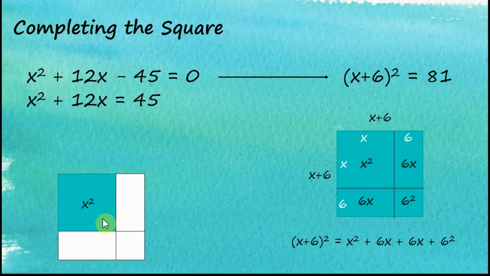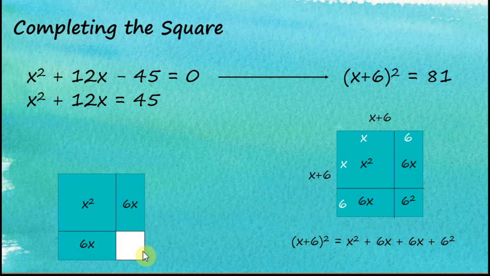Now we know that these 2 are the x terms. So we divide this 12x equally: 12 divided by 2, we get 6x. So we put these 2 6x terms into these 2 rectangles. Now we can see that the square is still incomplete.